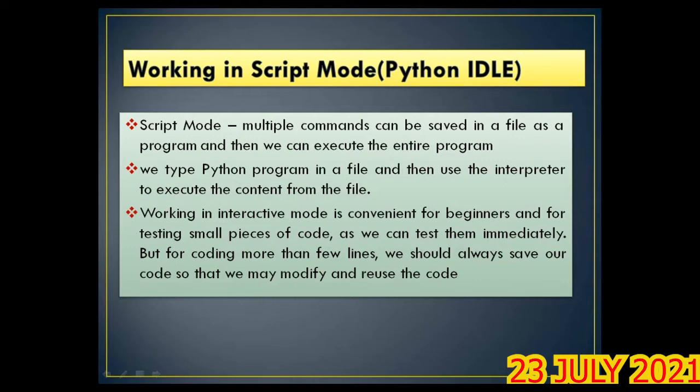We type a Python program in a file and then use the interpreter to execute the content from the file. Hope we already know what is meant by an interpreter and a compiler. Python is generally known as an interpreter only. In an interpreter, a command is interpreted line by line, that is, converted from high level language to low level language. If any error is there, then and there it will be indicated. We have to correct the error and it will give the output. This is your interpreter mode. That is your interactive mode also, isn't it?